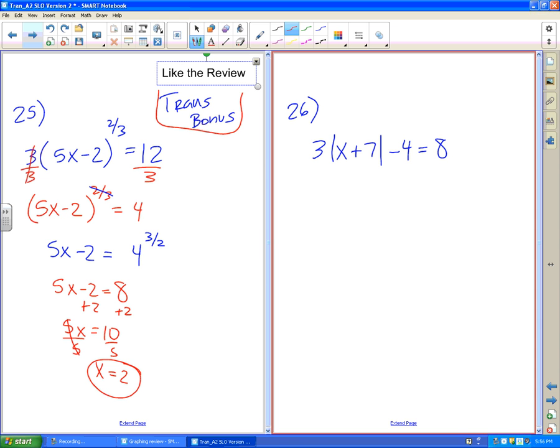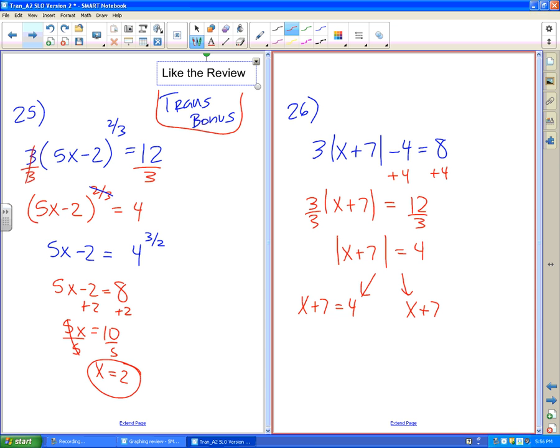Solve for absolute value. So add 4. Divide by 3. Then you split it. You leave 1 alone, and you make one of them negative. You subtract 7, x equals negative 3. Subtract 7 over here, x equals negative 11.